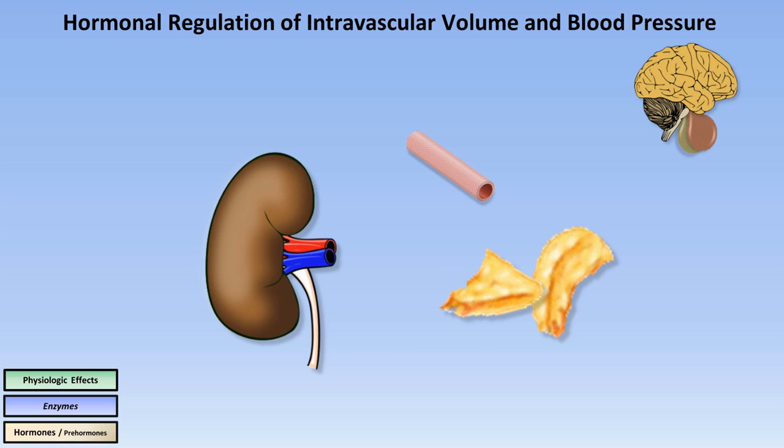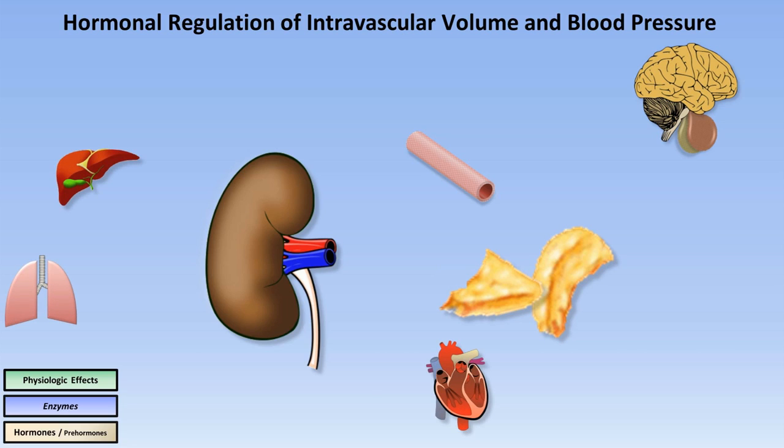The key players are the kidney, the hypothalamus, the anterior and posterior pituitary glands, the adrenals, and the blood vessels. However, the liver, lungs, and heart all play a role as well. So how are all of these anatomically distinct structures linked?